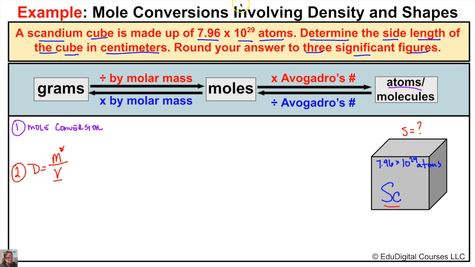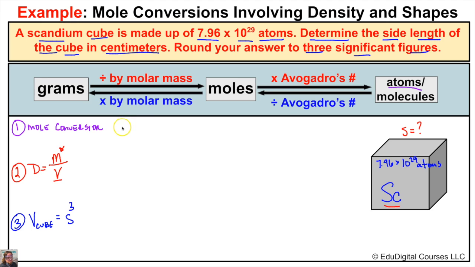Once we're done figuring out the volume, in our very final step, step 3, we know that the volume of a cube is going to equal one of the sides cubed. So if we figure out the volume in step 2, we can plug it into this formula right here and solve for S. So let's go ahead and start with our very first step.